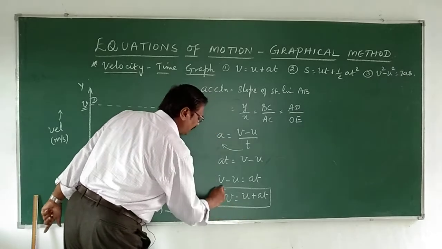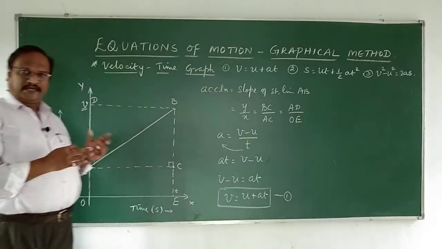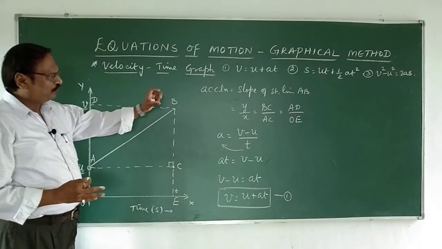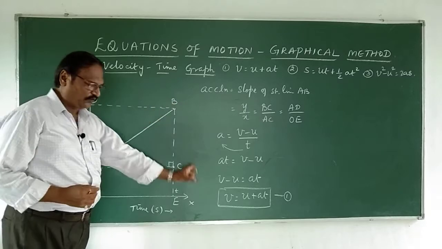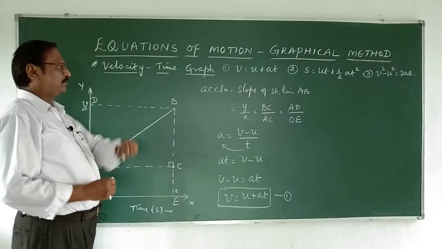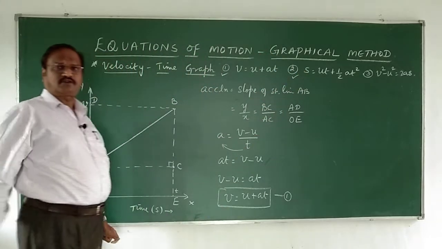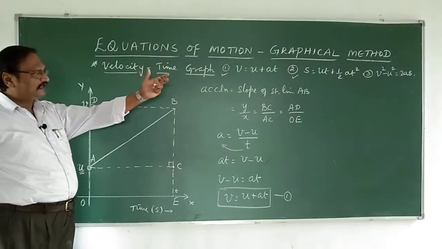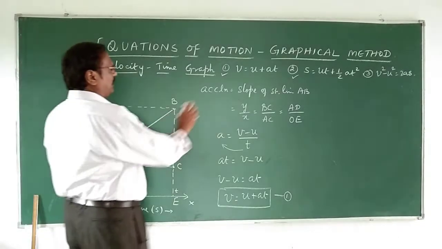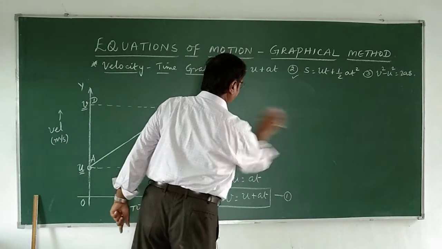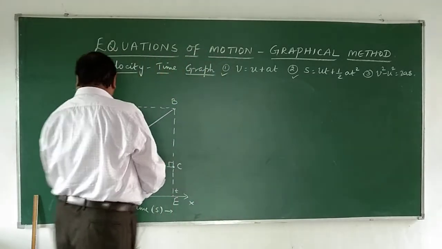So we have derived the first equation of motion. I hope you understand now. Using the slope, we calculated the acceleration and found the first equation of motion. This is done. Now the second equation. What does the second equation talk about? It talks about the distance covered. Let me erase this part now.